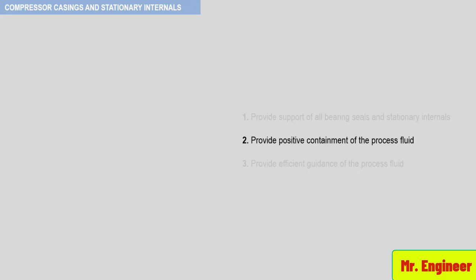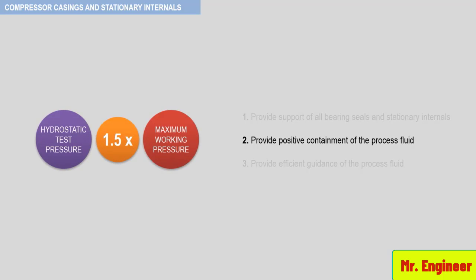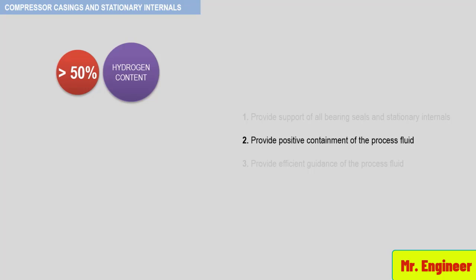Positive containment of the process fluid is accomplished by the design and manufacture of leak-tight joints. All casings are hydrostatically tested at 1.5 times the maximum working pressure prior to shipment. Gases containing more than 50% hydrogen require a gas test at rated pressure in addition to the hydrostatic test.